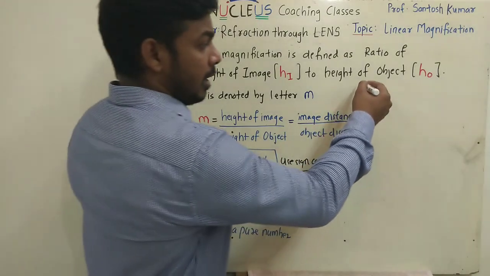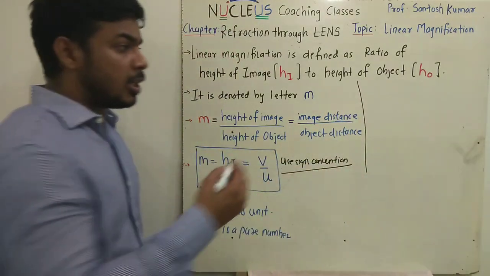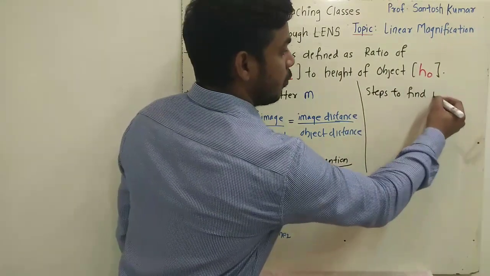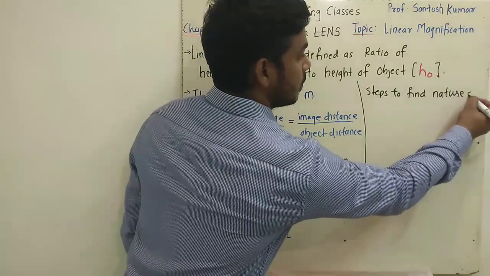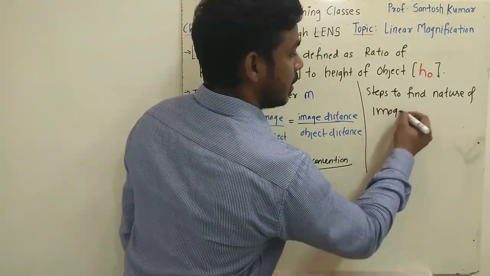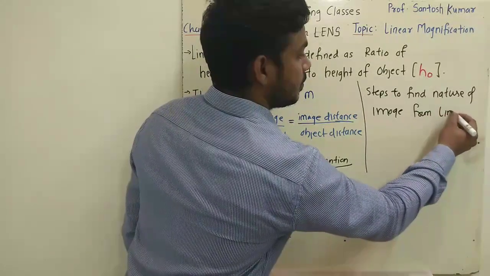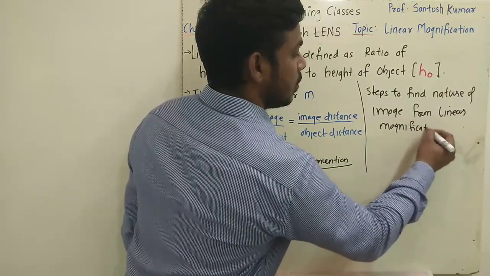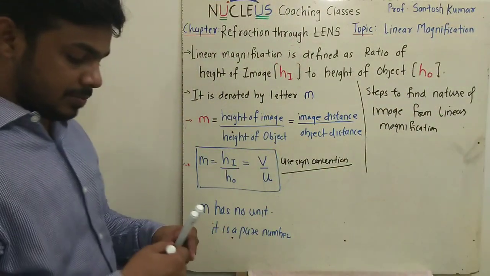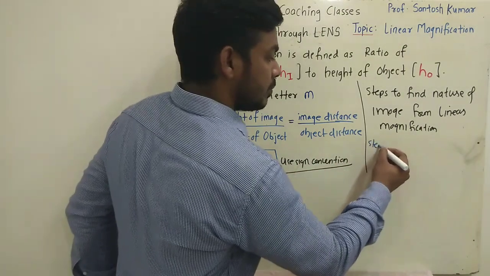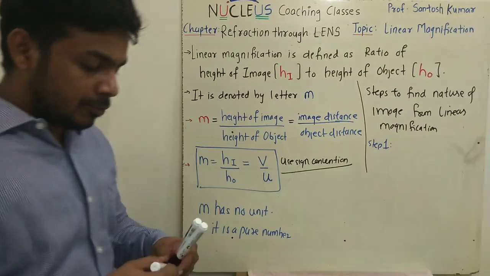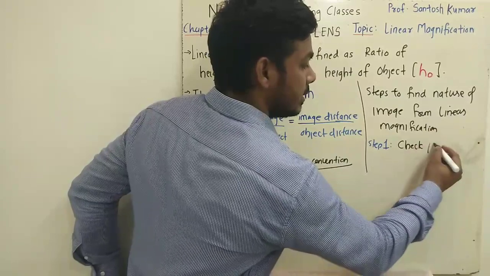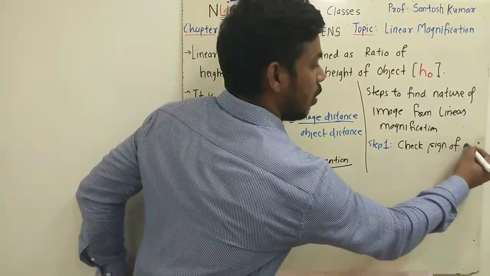So remember, the steps to find the nature of image from linear magnification. There are two steps. Step 1: check the sign of m.